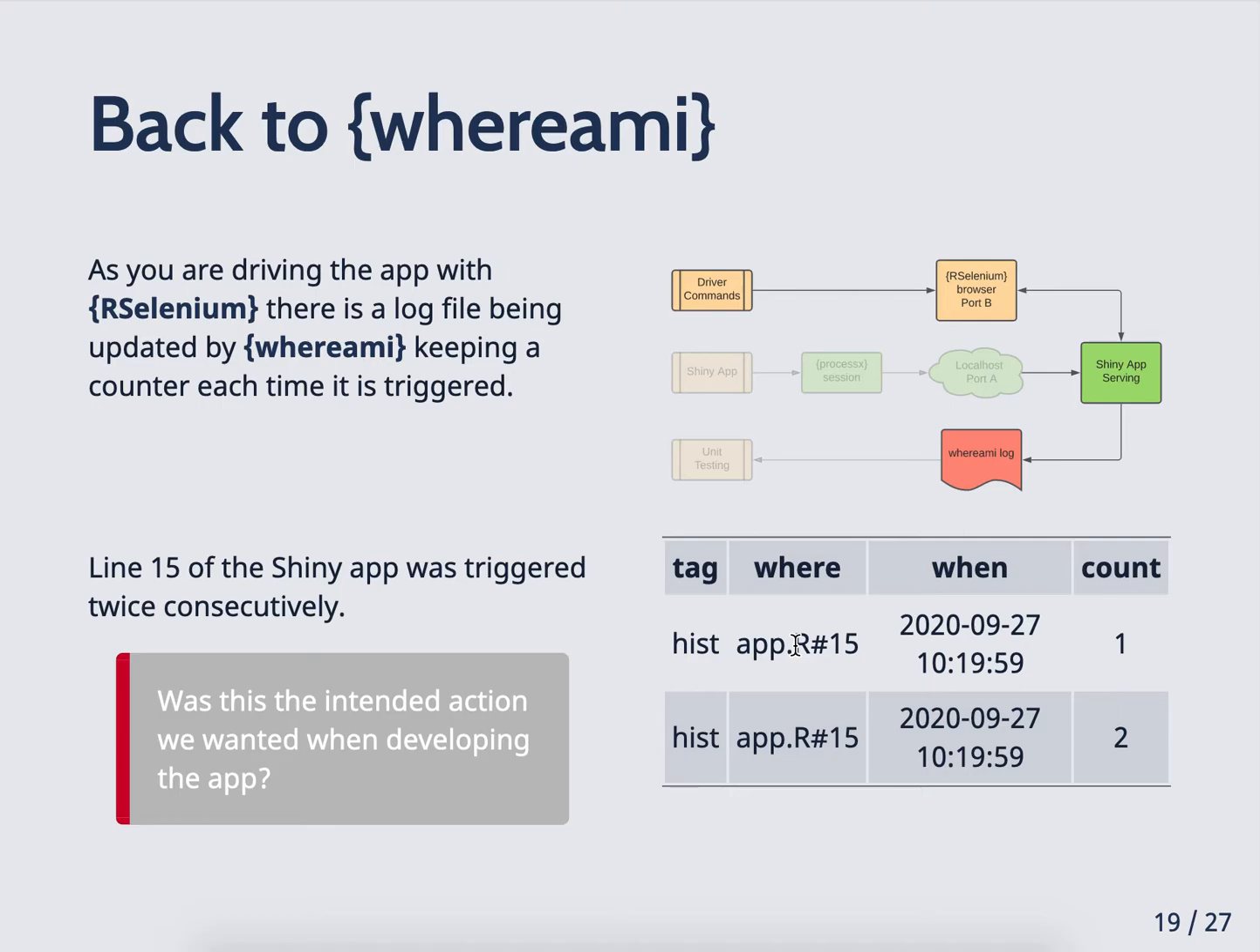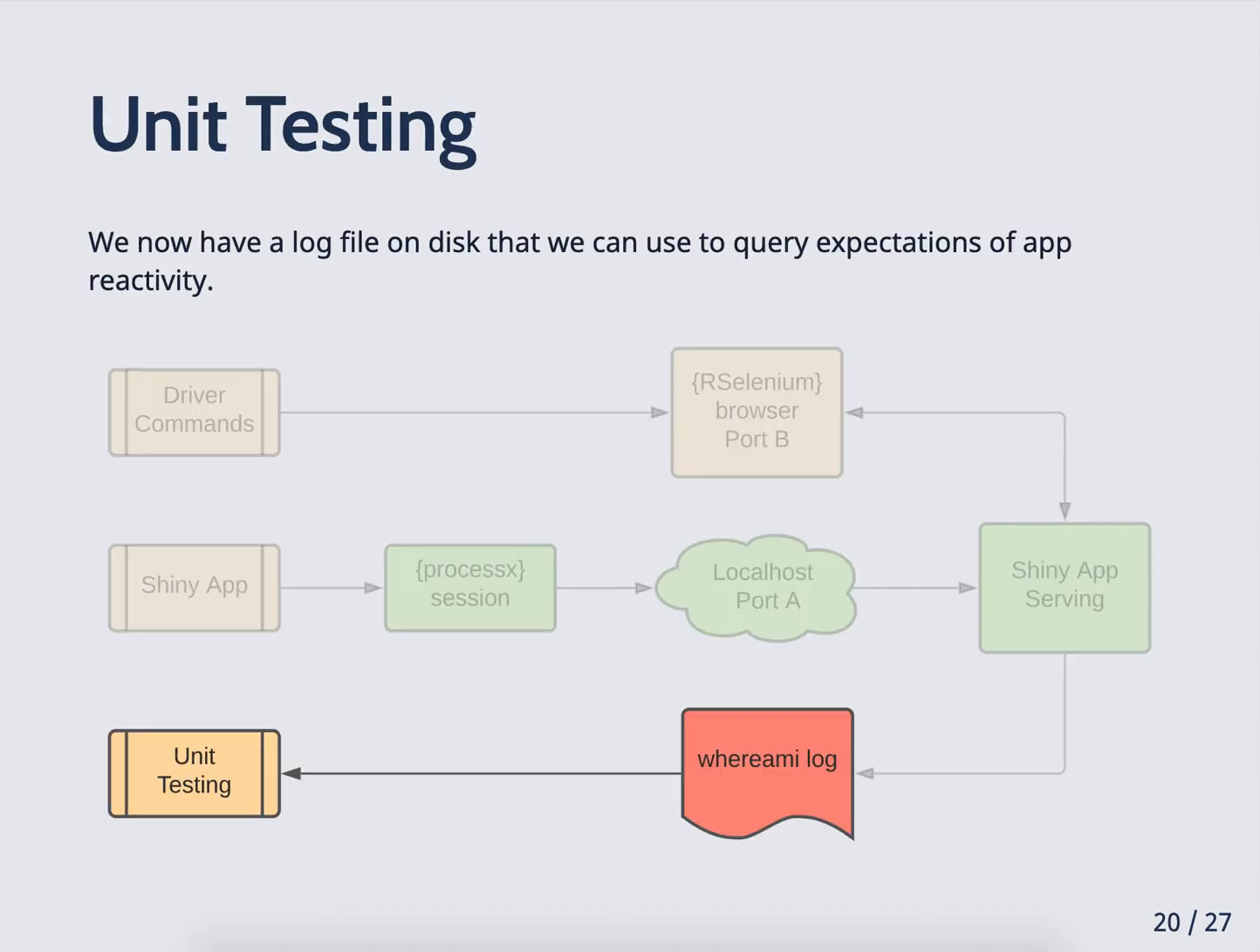Now, was this the intended action we wanted when we developed the app, or is this wasting resources? Because as we scale up apps to be more complex, the more unintended reactivity that we have, the more time we wait and the more resources we're wasting because we're triggering the same routines over and over again, which can slow down the app a lot.